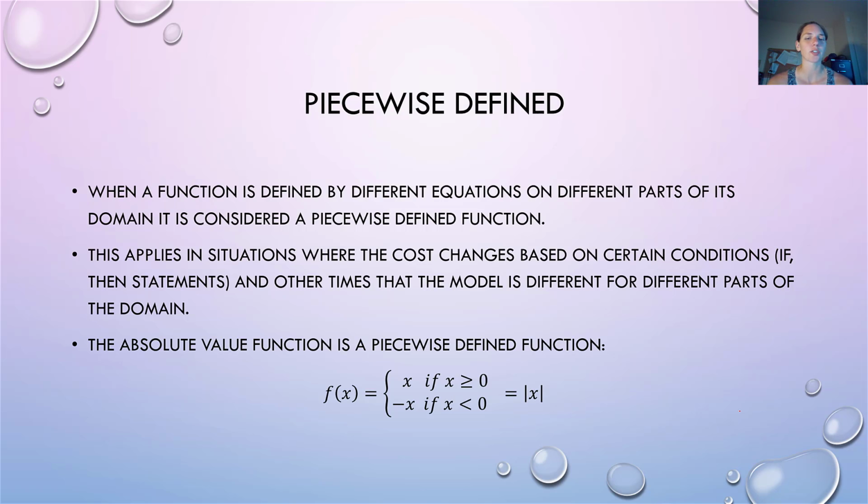This usually applies in a situation where the cost changes based on certain conditions, like if-then statements. But really anytime that the model is different for different parts of the domain. Think about modeling your height. As you grow from when you're an infant through the end of your growth years, you're not growing at a constant rate all the time. You grow and then you slow down, and then you grow and you slow down, right? You're generally trending upward, but it's not exact.